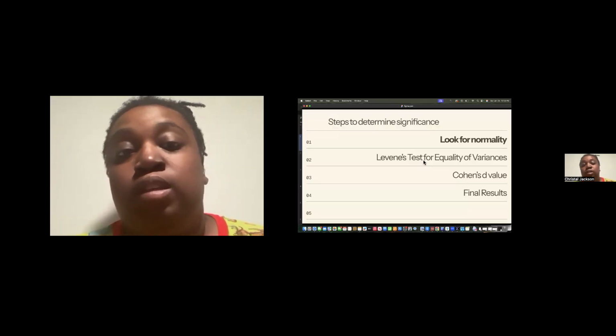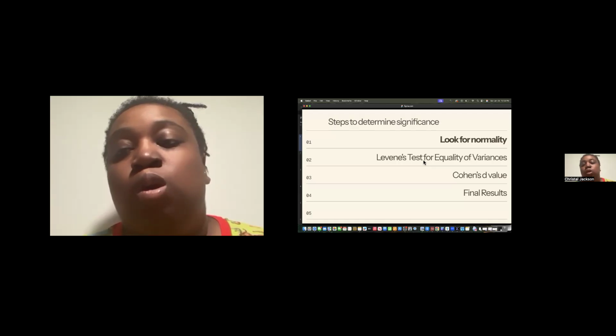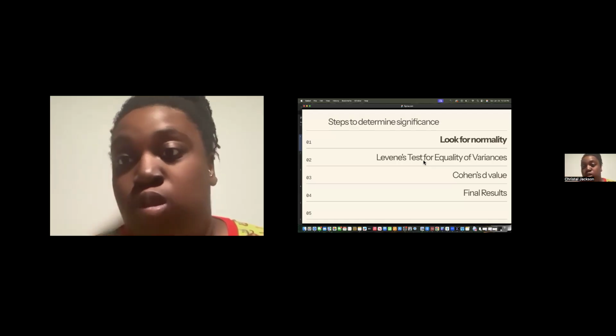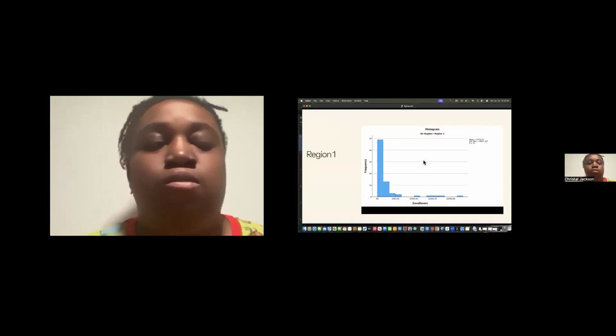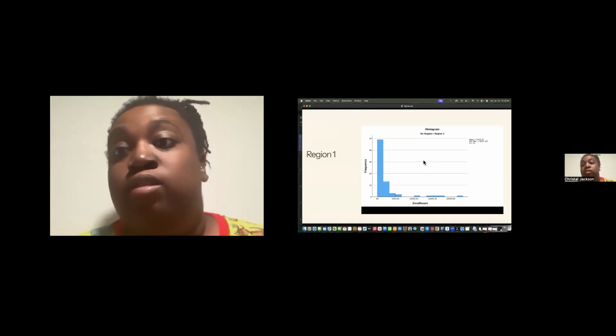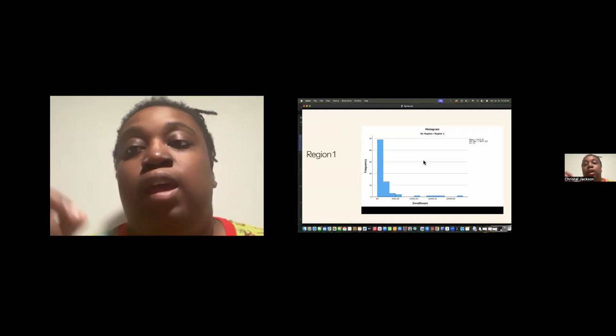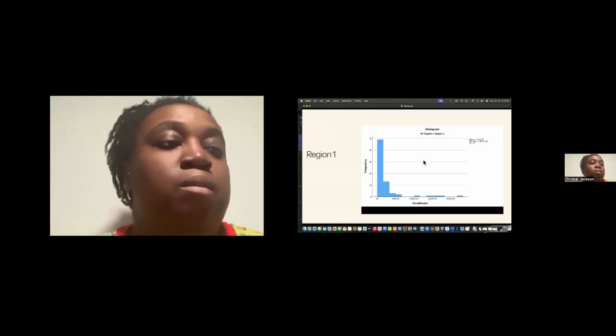So the steps that we're going to take to determine significance are: one, look for normality; two, Levene's test for equality of variances; three, Cohen's d-value; and then we're going to put it all together. So let's start by looking for normality. We're going to look at a histogram of the data and search for normality within the histogram.